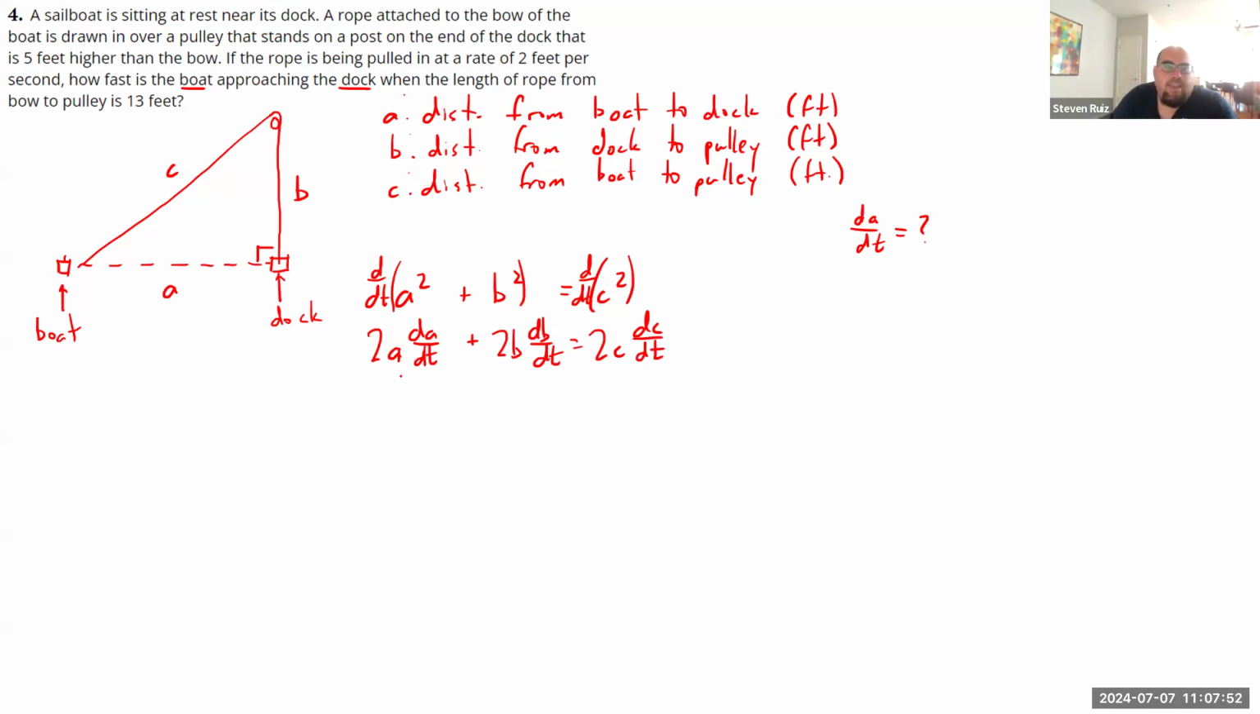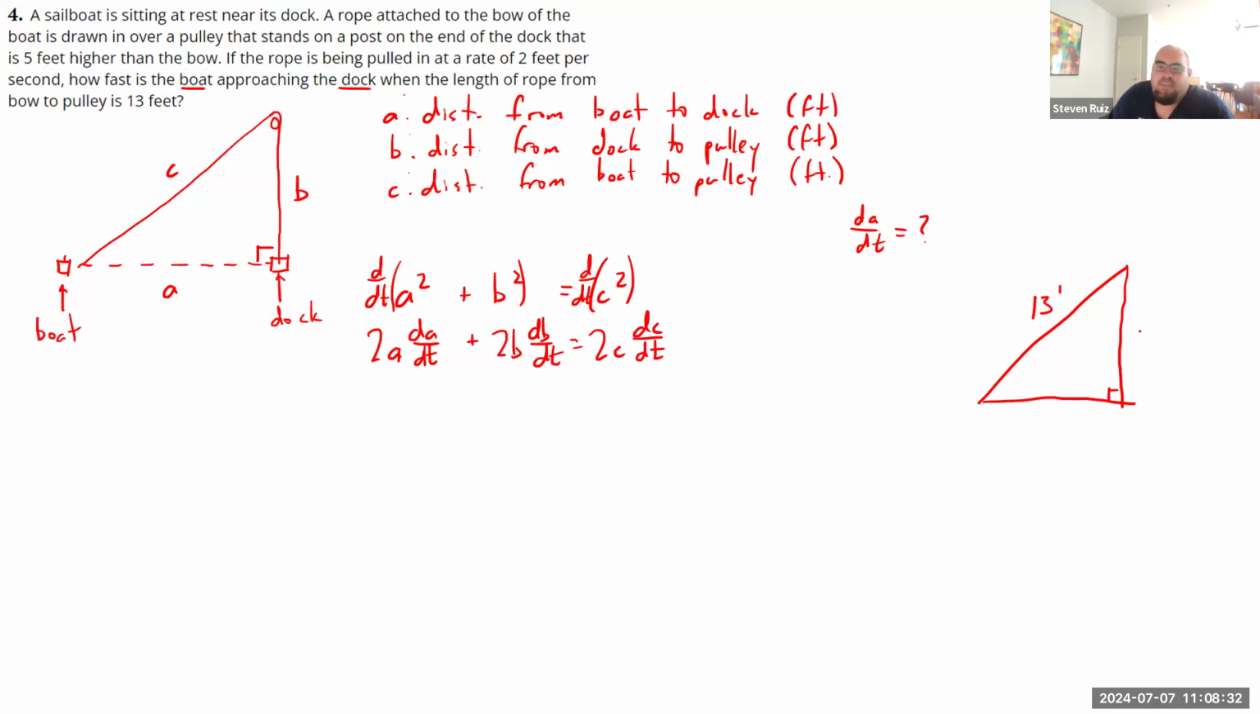So what is A? A is the distance from the boat to the dock at this instant in time. That does not look like it's a thing that I am told, but we have enough information to get there. So what do we know? Let me draw another triangle off to the side here. So we are being asked about the situation at a moment in time. At that moment in time, it says the length of the rope from bow to pulley, which is what? That's C for us. That's 13 feet.